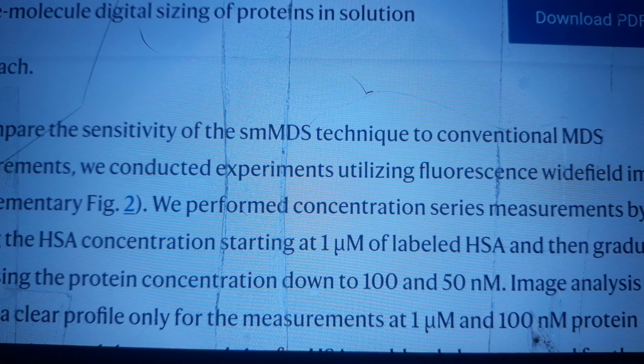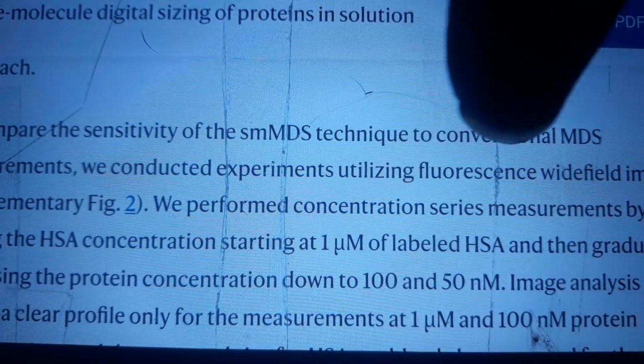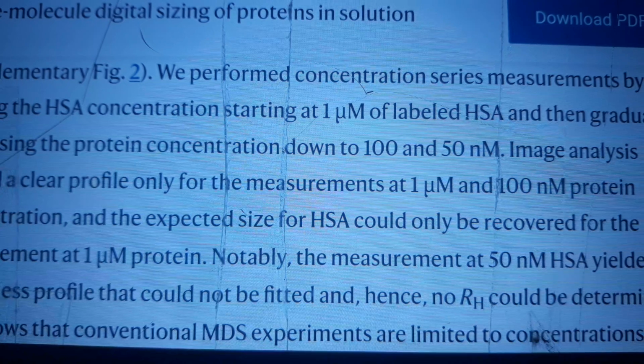To compare the sensitivity of the SM-MDS technique to conventional MDS measurements, experiments utilizing fluorescence wide field imaging were conducted, with concentration series measurements varying the HSA concentration, starting at 1 micromolar of labeled HSA and then gradually decreasing the protein concentration down to 100 nM, and then down to 50 nM.